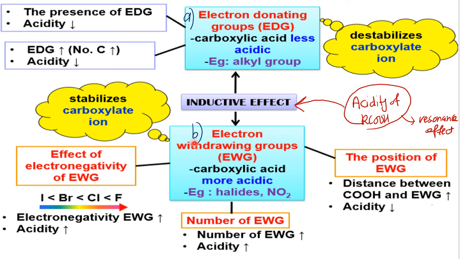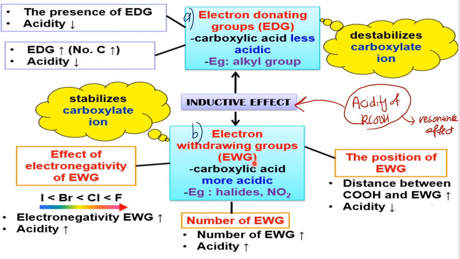So kalau kita cerita tentang electron donating group, okay, electron donating group akan donate electron. Donate electron akan increase the electron density. Okay, so electron donating group awak adalah alkyl group, so dia akan destabilize the carboxylate ion. So the presence of electron donating group, acidity akan decrease. Okay lah. And then kalau ada increase number of carbon lagi banyak, so lagi rendah lah awak punya acidity.